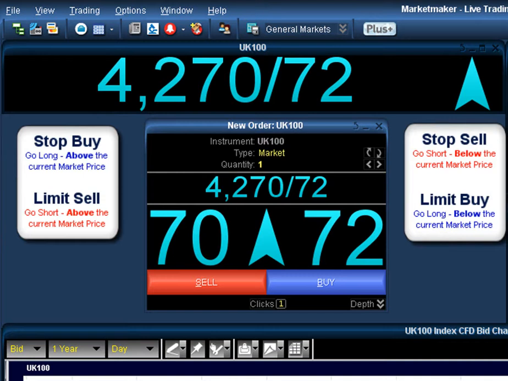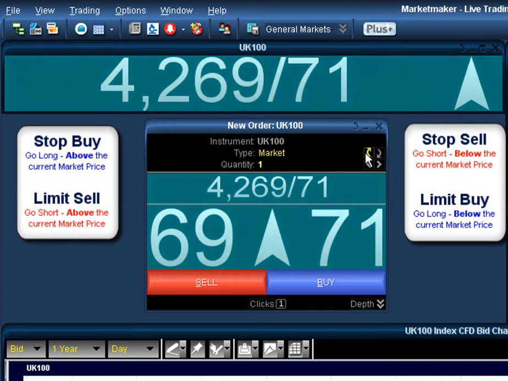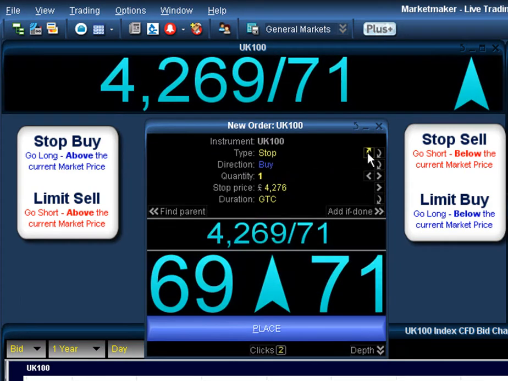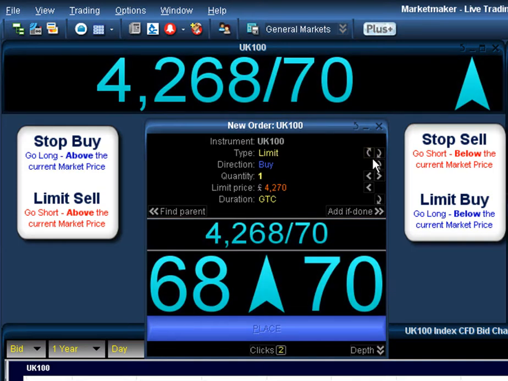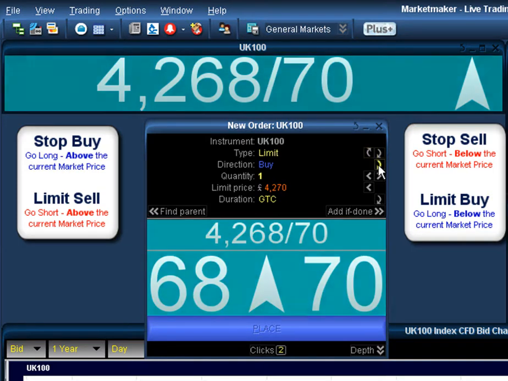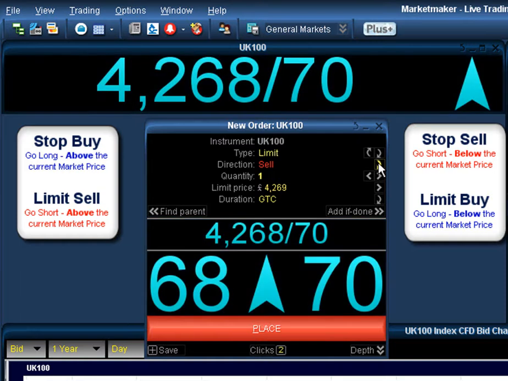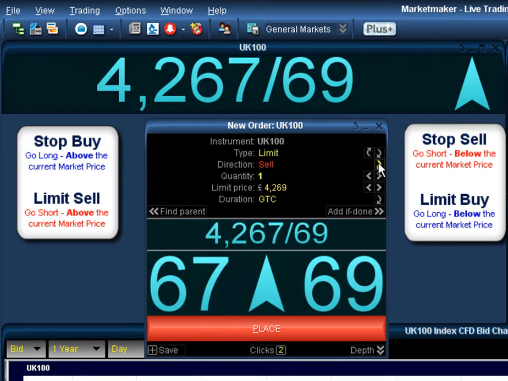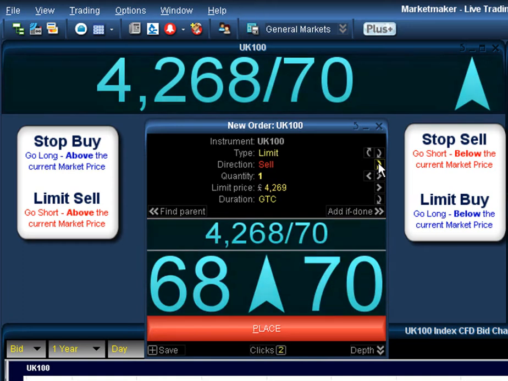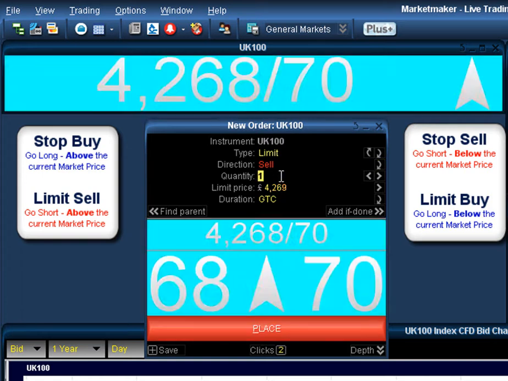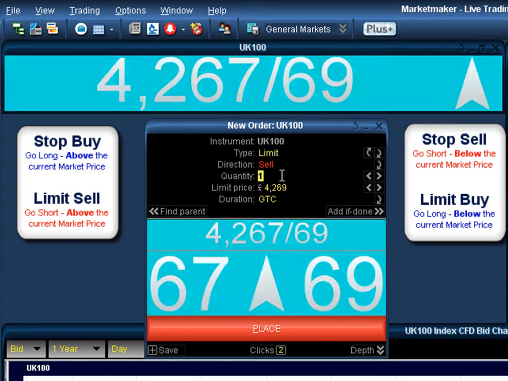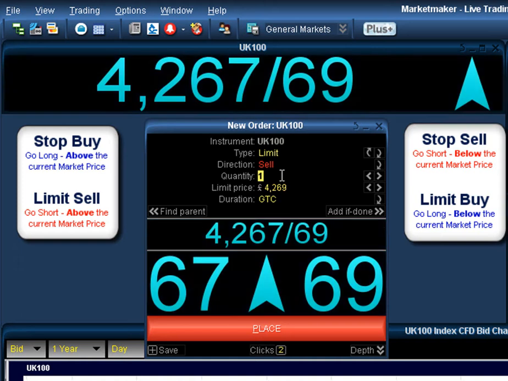Now, if we're going to go short at that 4,335 level, we need to use what we call a limit sell order. So we change the type to limit, and the direction that we need is a sell. Because what we're effectively doing is that if it reaches this price, we want to go short in the market. So we want to sell the instrument to make a profit in that falling market. So for our limit sell order, the quantity is just the number of CFD contracts that you want to place. We'll leave that at 1.